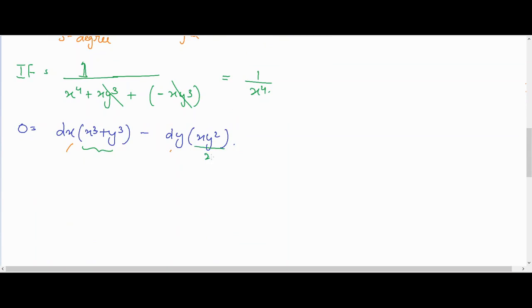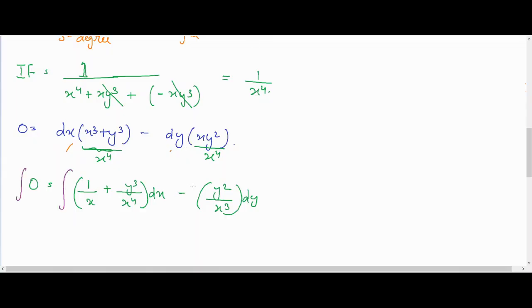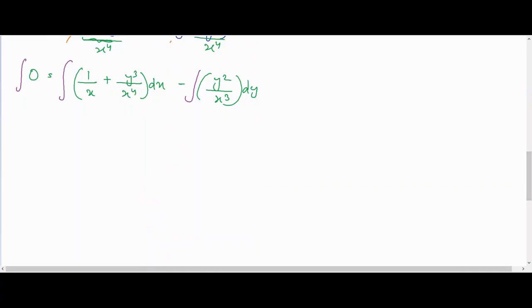So if we multiply by 1 by x to the power 4 here and also here, then we will get 1 divided by x plus y cube divided by x to the power 4 dx minus y square by x cube dy. Now this is an exact differential equation, so we just need to put those integration signs, integration here, integration here. Now let's just integrate this.